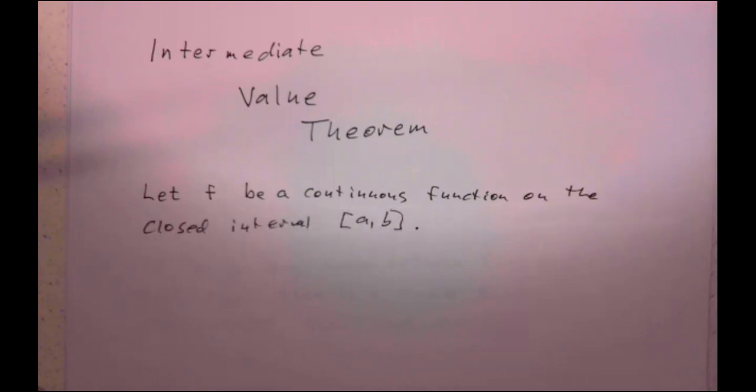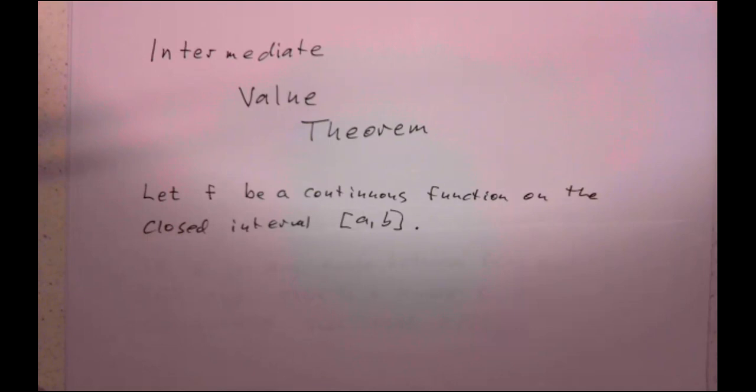So we're going to talk about the intermediate value theorem. So what is it? We're going to say let little f be a continuous function, but remember, continuity is defined for points. So we'll say it is going to be continuous on the closed interval from a to b. That means at every point on that interval, it is continuous.